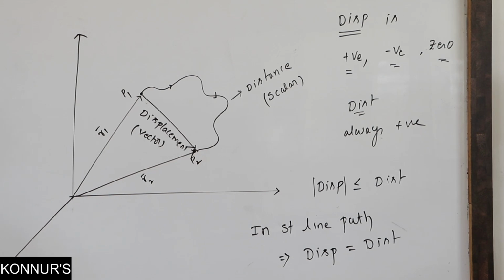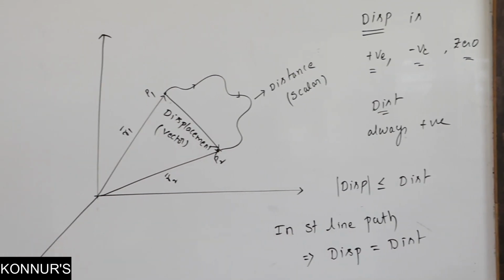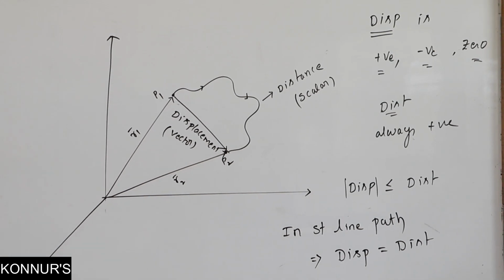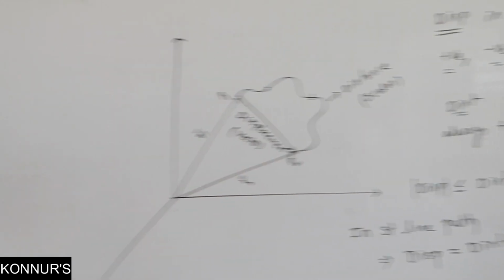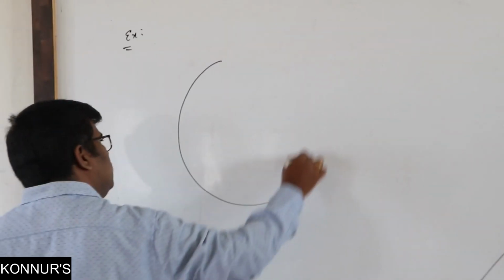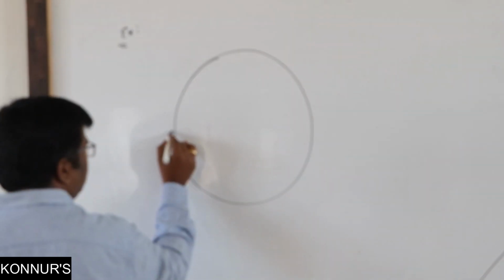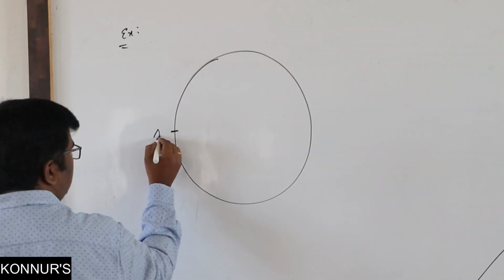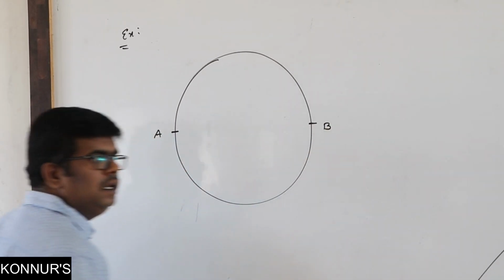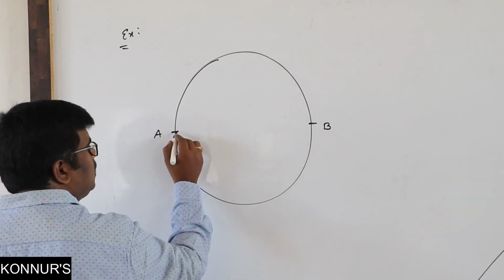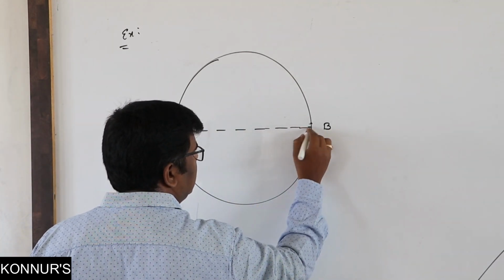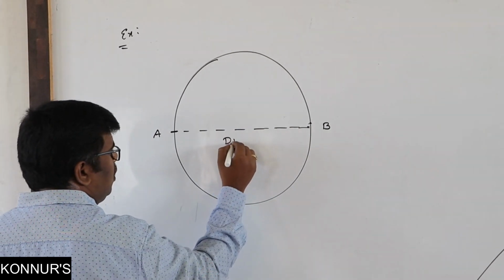Next we will discuss one example. Let us suppose we take a circular path. A body starts from A and reaches point B. Then we can call this the shortest path length between A and B. This is what?